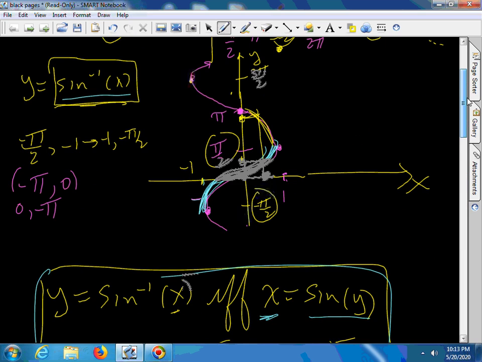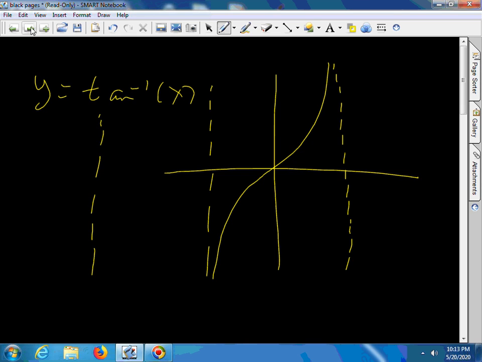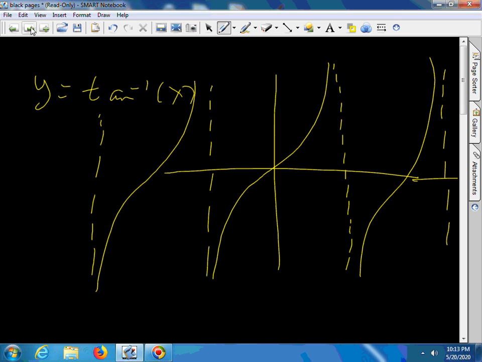Now, we need to talk about the tangent graph. Okay, what about y equaling the tan inverse of x? Well, this here is one period of a tan graph. And this keeps repeating. It's going to fail the horizontal line test. That is, the inverse doesn't exist. But we want it to exist. So we are going to keep this portion. Okay, we are going to keep that portion.